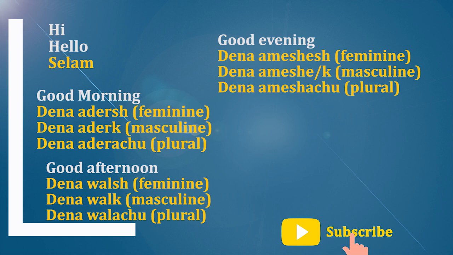All right, so how do you respond to this? Okay, let's look at the responses. If you say salam, you could also say salam, okay? Salam, salam, no problem. You know, hi, hi, right? Hello, hello. That's what it is in English as well. But when somebody says good morning, dana dirk, it's masculine basically. Or dana dirsh, dana dirk, or dana derachu.